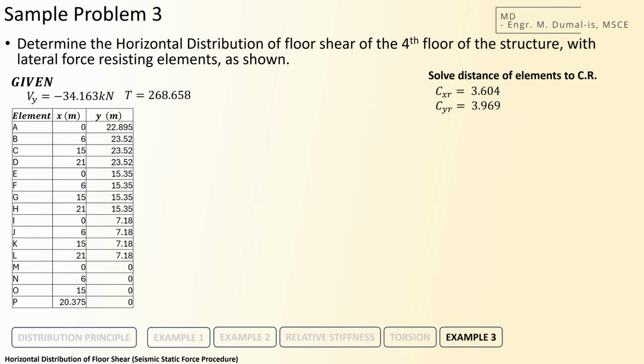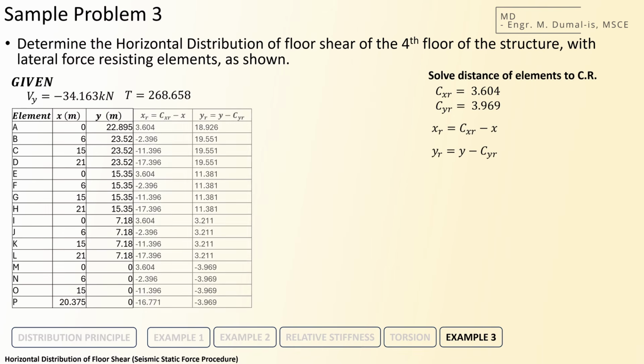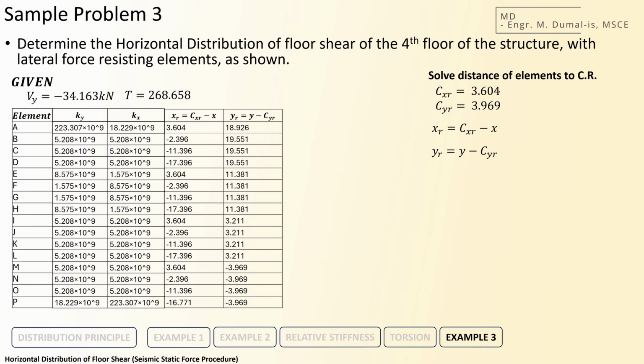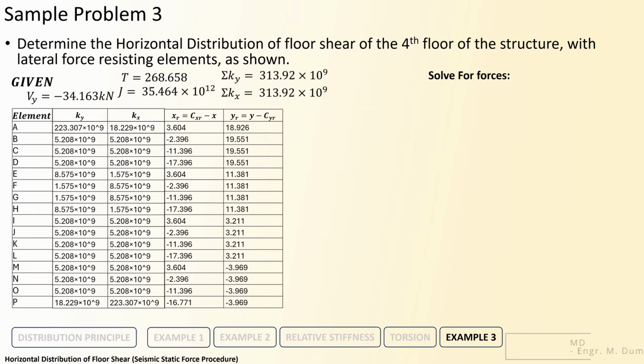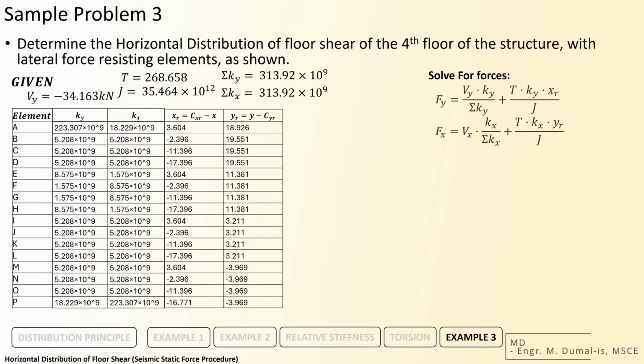Let us now solve for XR and YR, the same as what we've been doing with example number 2, but in a tabulated manner, followed by the computation of J. Each ky times x squared and kx times y squared are obtained. Total of these two columns of quantities is the value of J. Now that we have all of the values of V, T, and all other quantities required, we can now proceed and solve for the value of the forces applied in each direction, X and Y.